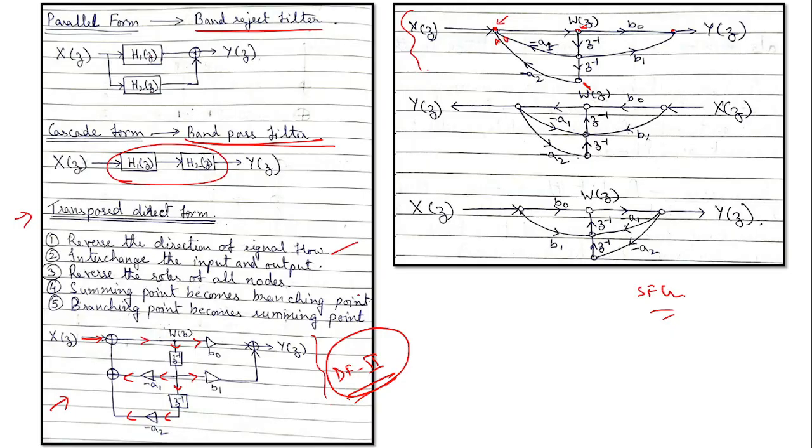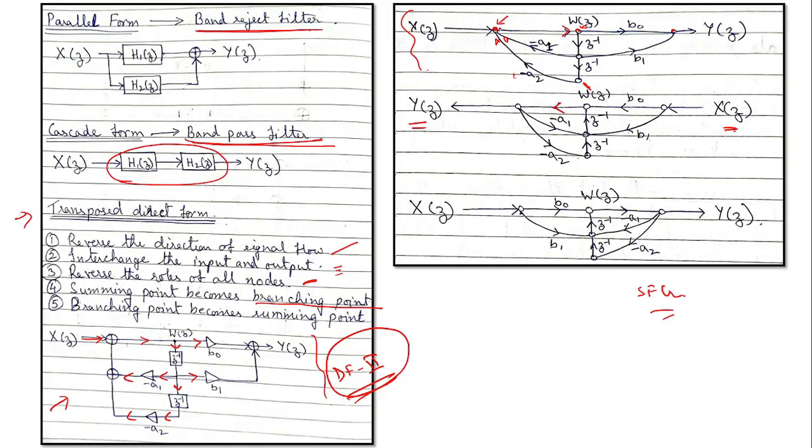The next step is to interchange the input and the output. Everything remains the same, we have only changed the input and the output. X(z) becomes Y(z), Y(z) becomes X(z). Apart from this, we reverse the roles of the nodes. If the signal was going in this way, I have drawn it in the opposite way. So by doing this, the summing point becomes a branching point now.